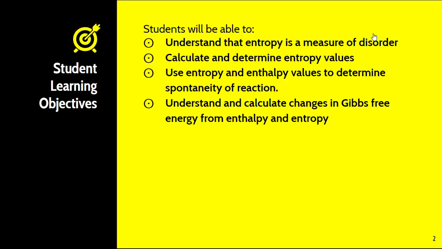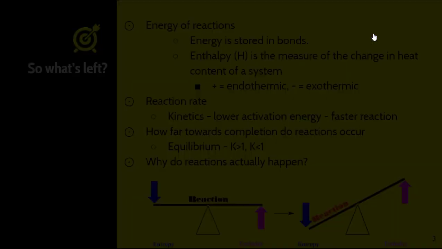So we have quite a bit of student learning objectives for today. You should be able to understand that entropy is a measure of disorder. You should be able to calculate and determine entropy values, use entropy and enthalpy values to determine spontaneity of a reaction, and understand and calculate changes in Gibbs free energy from enthalpy and entropy. So lots of new vocabulary terms there, but I'm super excited. I think you guys will enjoy this. So let's go ahead and move on.